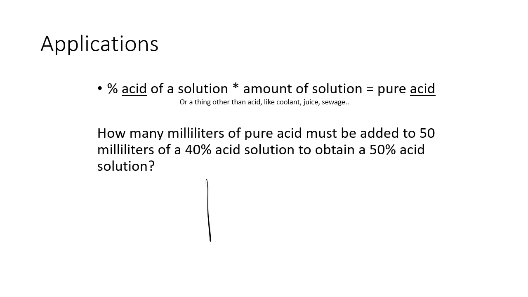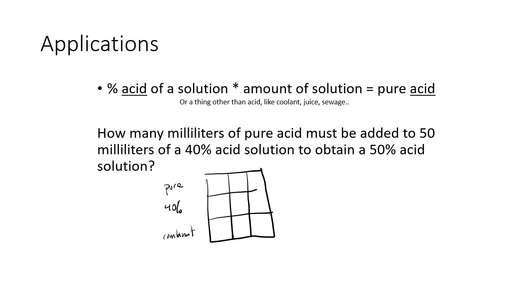Okay, we've got three things happening. We have pure acid, we have our 40% solution, and we have our combination at the end. You can call this mixture 1, mixture 2, mixture 3 or something. We also have a volume that we're putting in, a concentration, a percent, and then the amount of actual substance, in this case acid. Okay, so let's fill this out.